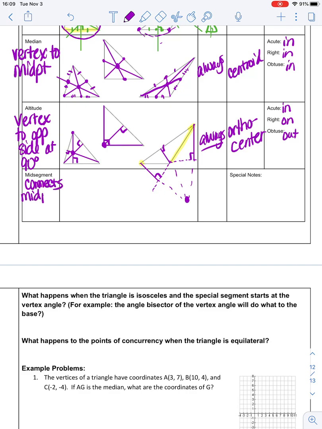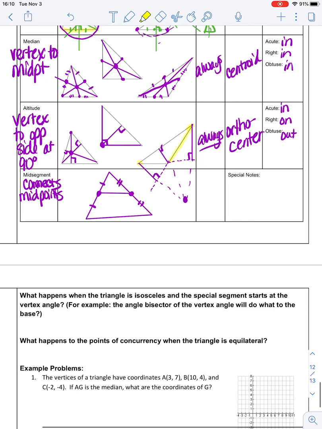Okay, so the mid-segment connects the midpoints. So they are very similar, so it is important that you know how these all work. So if I have a triangle, if I connect this midpoint to this midpoint, cutting those two sides in half, this is the mid-segment. Now here's what's important about the mid-segment. There are several cool things that it does.